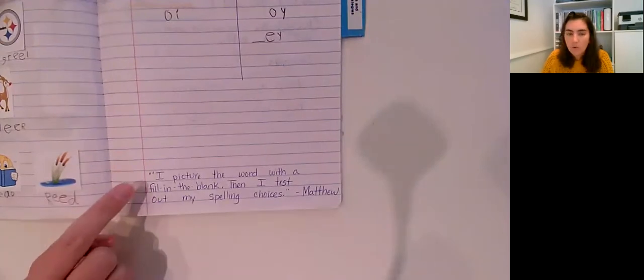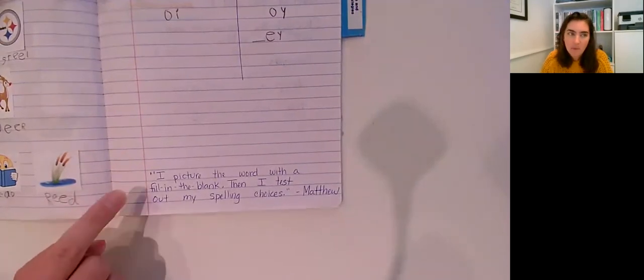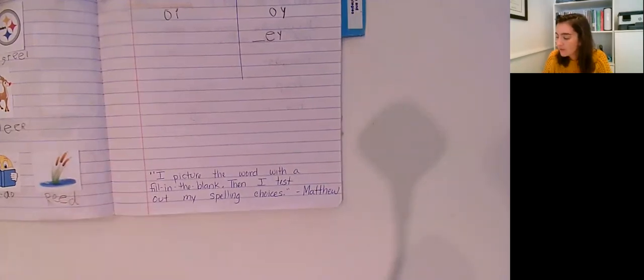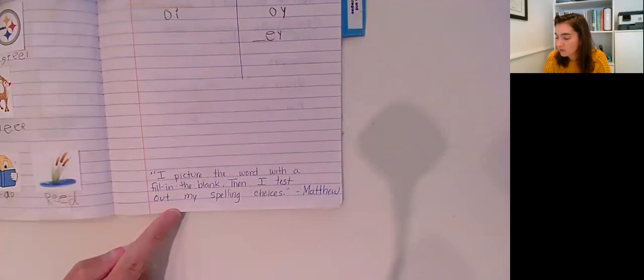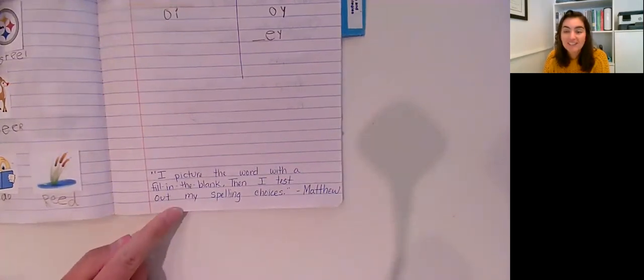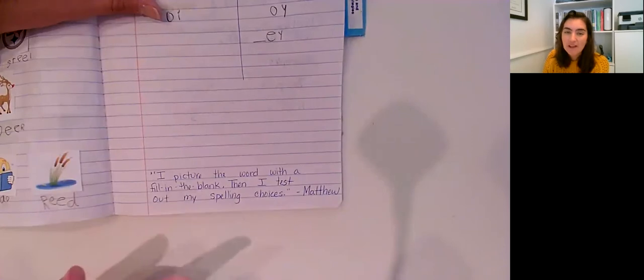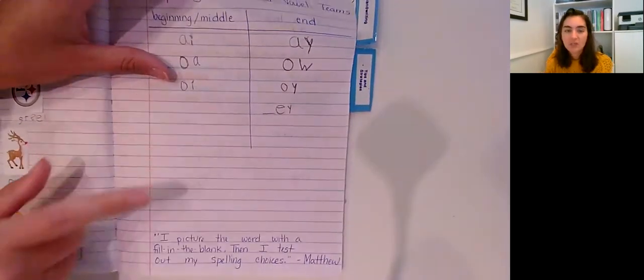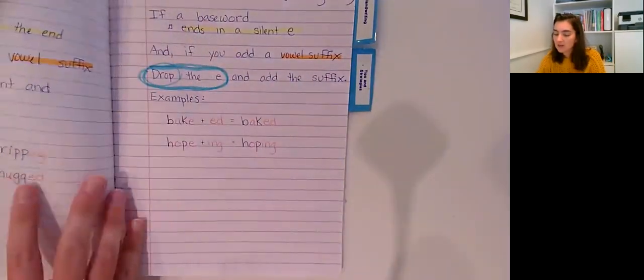And then this was a quote he had that was like an aha thing that I wanted to record for him because I thought maybe reminding him of his own thinking will help. He wrote, "I picture the word with a fill in the blank. Then I test out my spelling choices." So I was so proud of him for saying that and thinking that himself that I had to just jot it down there as it related to this, to remind him that that was a strategy that he uses that works.